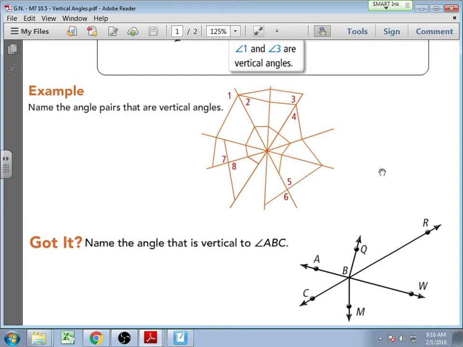Brennan, what do you think? 7 and 8. Let's check these out. 7 is made up of this line and that line, and I can see so is 8. 8 is made up of the exact same two lines. They share the same vertex. They're opposite each other and equal. 7 and 8 works. And if you want, you could put the angle symbol.